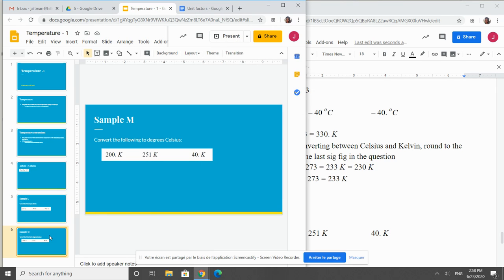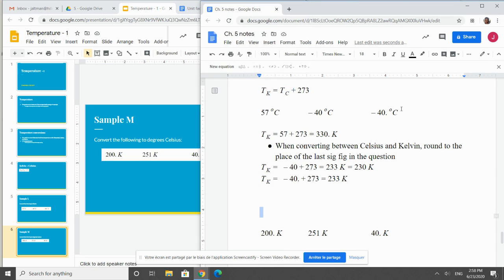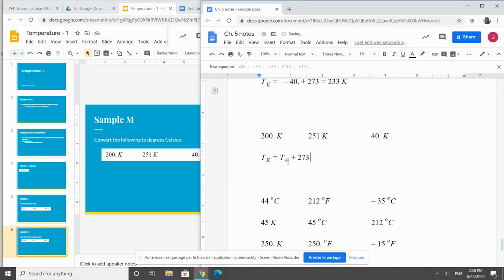Right. Now I've got another example just with the opposite of this. There's a couple ways you could do it. You could just memorize that you're going to subtract 273. That's fine. You could take this equation here and then just use some algebra to rearrange it. So subtract 273 on both sides. I get that TC is equal to TK minus 273.